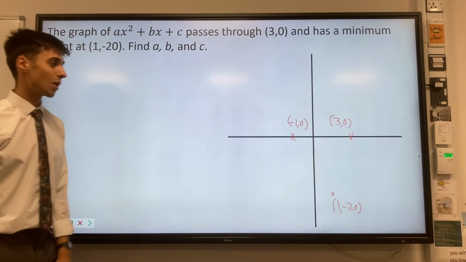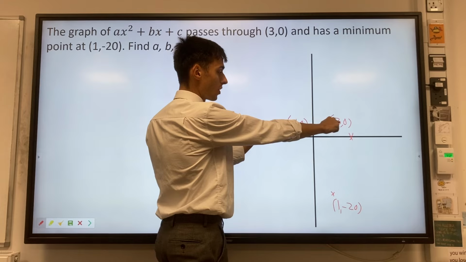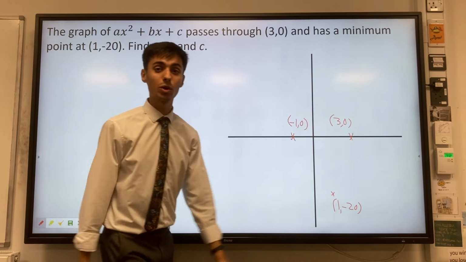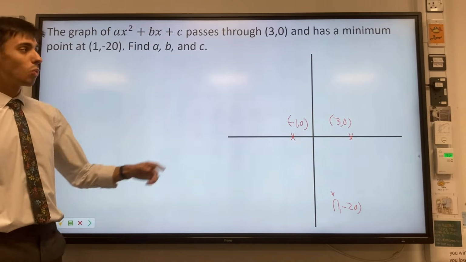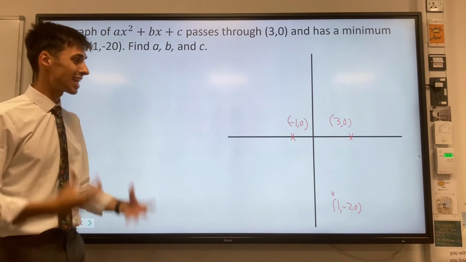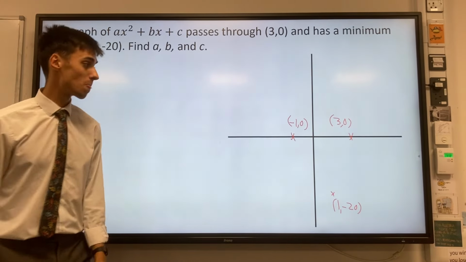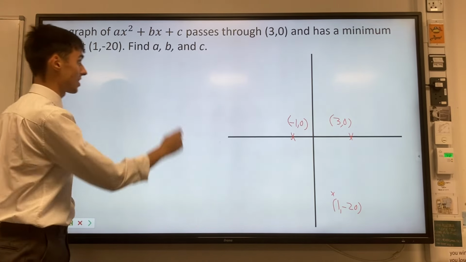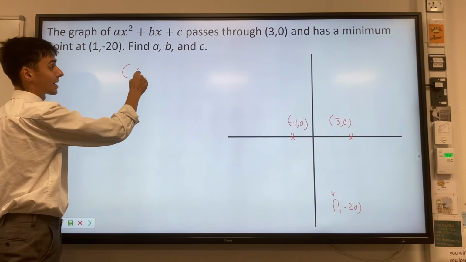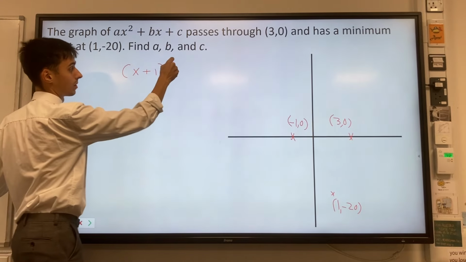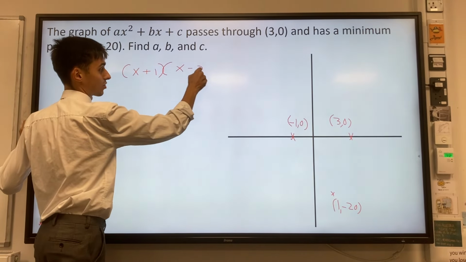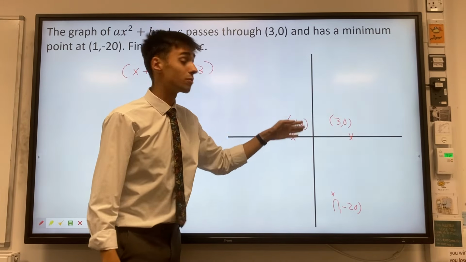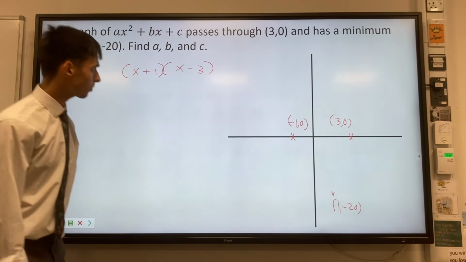If you just check, does that work? Yes, between 1 and minus 1, and 3, 1 is in the middle of those two. What I'm going to do now is the exact same kind of thinking as we did before, thinking about how these two roots produce this quadratic. It would be x plus 1, x minus 3. Right, these factorise to give those roots, don't they?